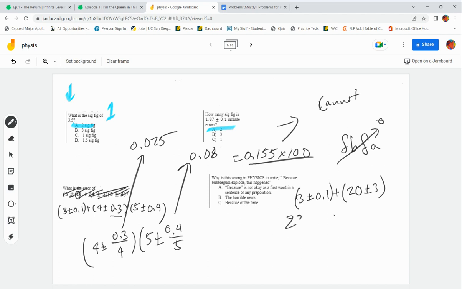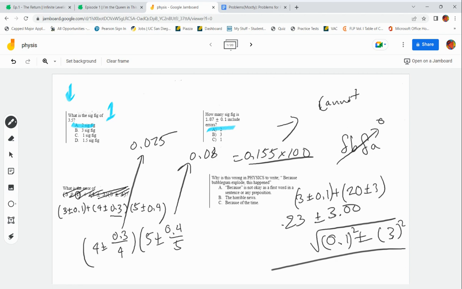Now we can say it's 23. Now we have to do the square root of 0.1 plus or minus square 3. No matter what the case is, you need to do this, I believe, for addition. Some people don't like doing that. I don't know why. That's plus or minus 3.00. So that is 23 plus or minus 3. And that 00 cannot be in there because this is error and you have to keep it in this format.